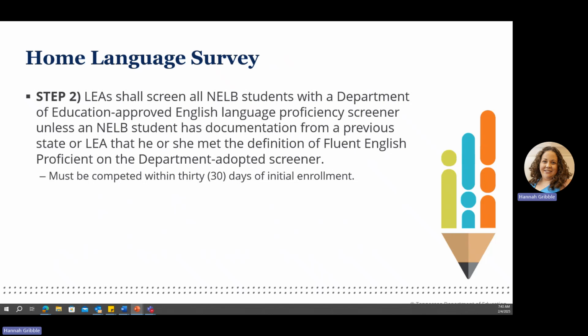The screener must be completed within 30 days of initial enrollment if the student enrolls at the beginning of the school year. According to ESSA, if the student enrolls after the beginning of the school year, the LEA has 14 days to screen the student. Please note that these are calendar days and not school days.